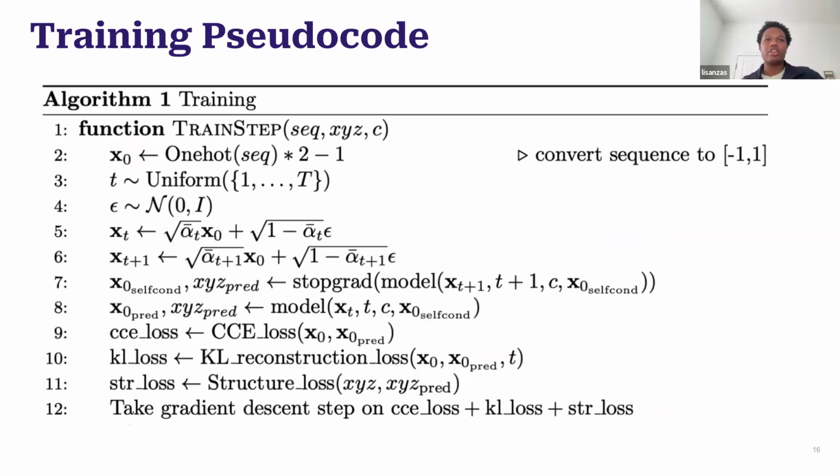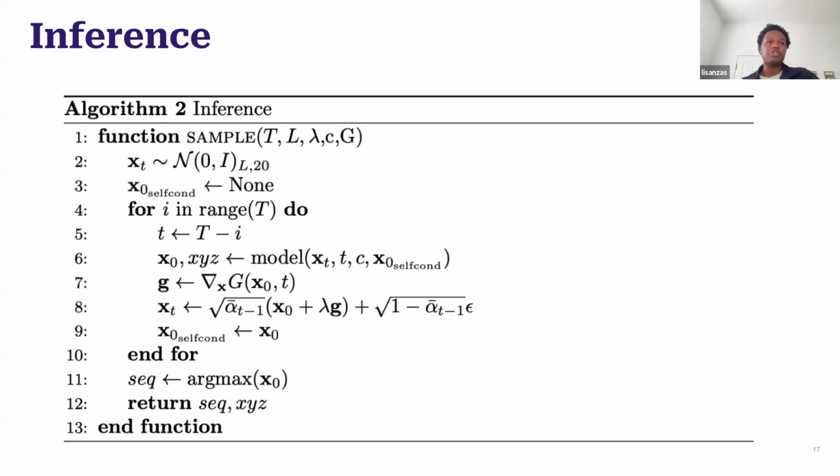I won't walk through all of it, but one thing to note is that we apply 3 sets of losses, specifically a cross-entropy loss on the sequence, a KL reconstruction loss, where we essentially compare the distribution between the predicted X naught and X naught, and then make sure that those are okay. We actually found this was important for getting high quality outputs, and this was work suggested by one of our collaborators. And then structural losses to make sure that we have coherent structures each time. And then this is our sampling procedure.